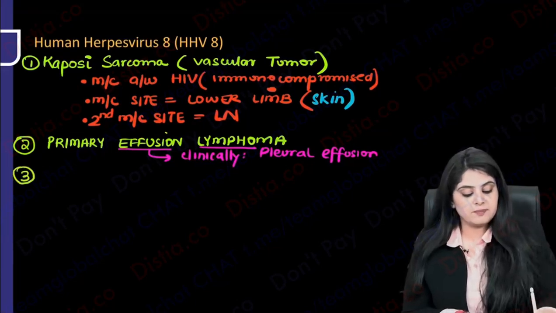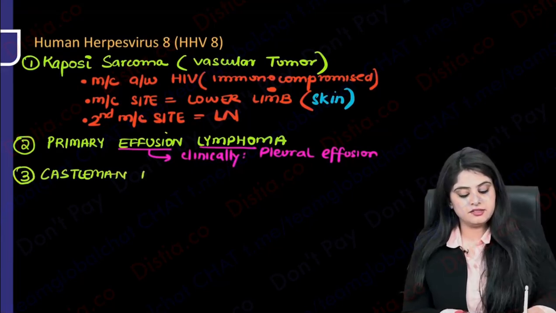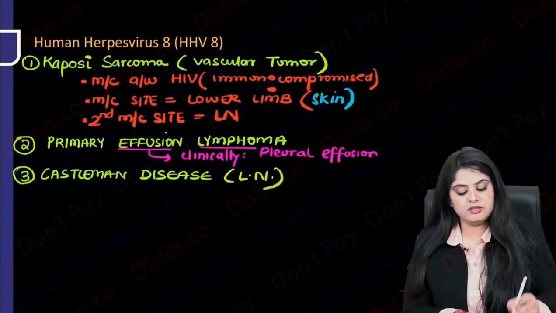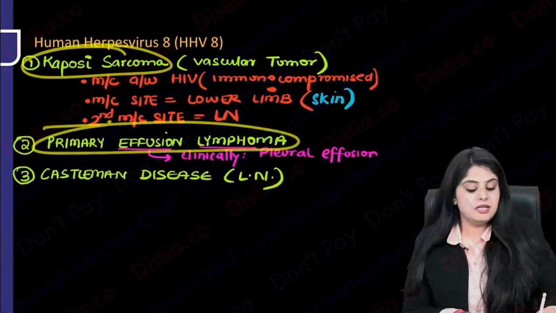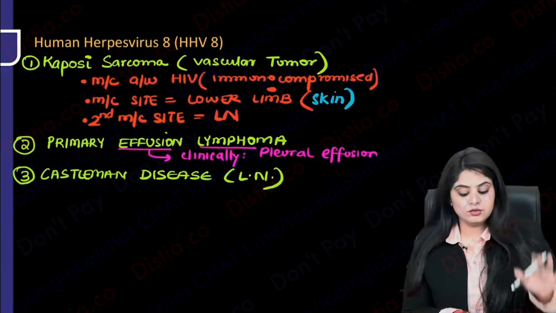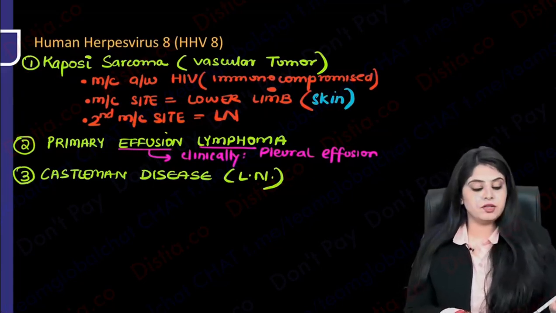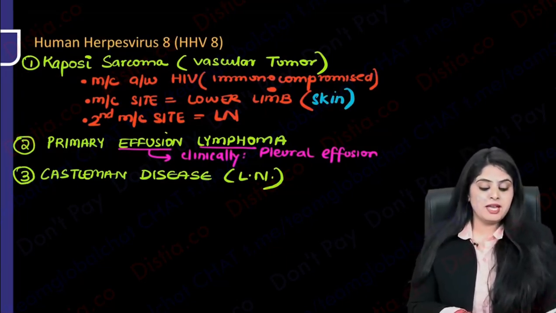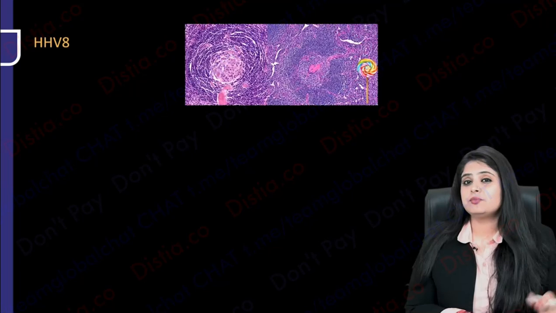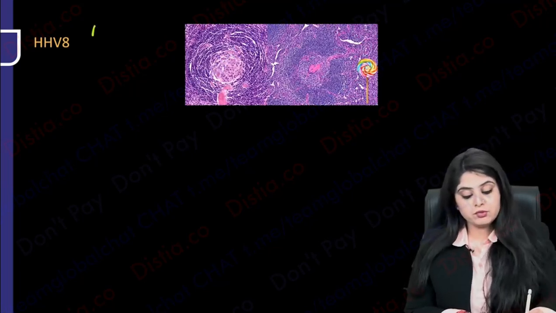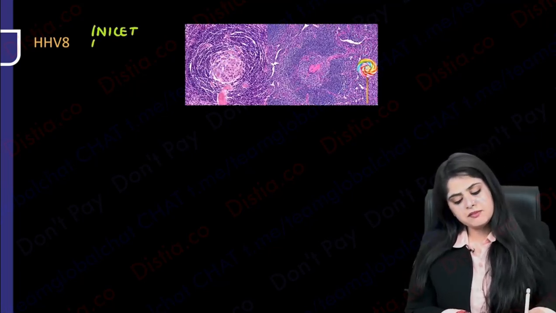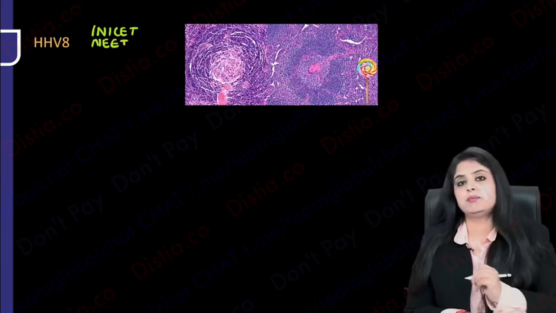Coming to the third one, the third disease is Castleman disease, which is a lymph node disorder. It is a disease, not a cancer. Look, the first one was a cancer, the second one was a cancer. Castleman disease is not a cancer. So these are the things that you had to know. Please note, human herpes virus 8 causes Kaposi sarcoma, primary effusion lymphoma, and Castleman disease. The last point is going to be important only for students going for INICET, maybe for NEET PG aspirants. It is not important for FMG.